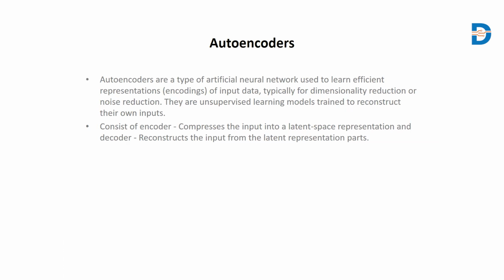They consist of an encoder and a decoder. What is the encoder? It compresses the input into a latent space representation. So the encoder compresses the input, and the decoder reconstructs the input from the latent representation. The compressed data is produced by the encoder, and reconstructing the original data from this compressed data is the work of the decoder. These are the two components we use in autoencoders.